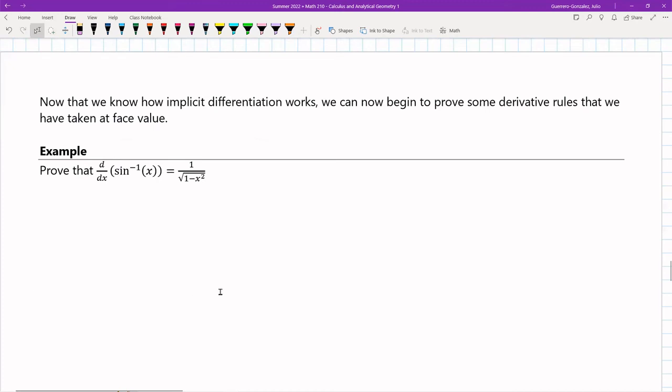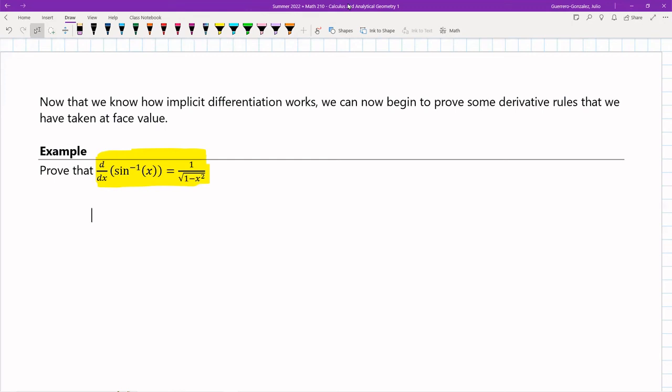So now that we know how implicit differentiation works, we're going to go ahead and use it to prove these. If you guys remember, the derivative of inverse sine is something that looks like this, right? And when we looked at this section, we just took them at face value. We just said, these are the derivatives. We didn't question them, and we moved on with our lives. Now we know how to take the derivative of one of these. We're going to need implicit differentiation to do it.